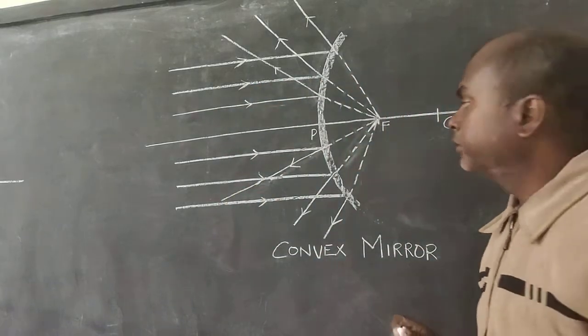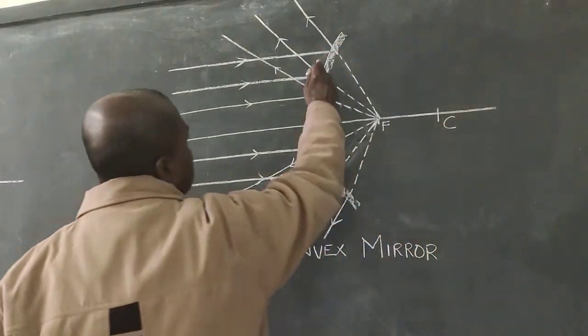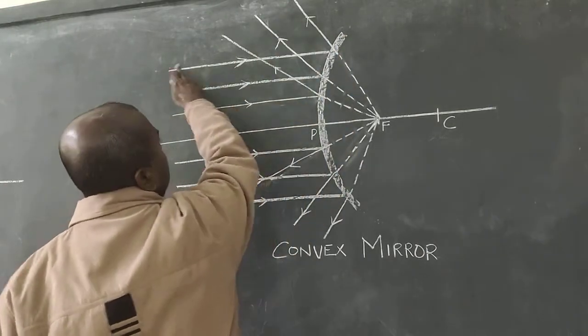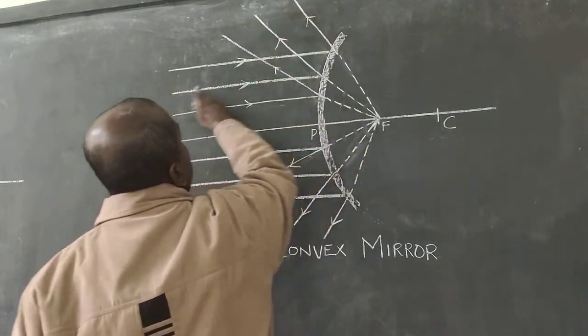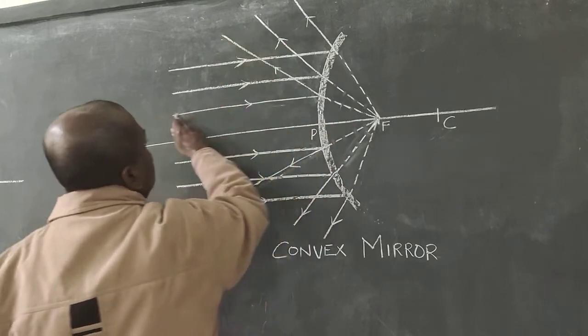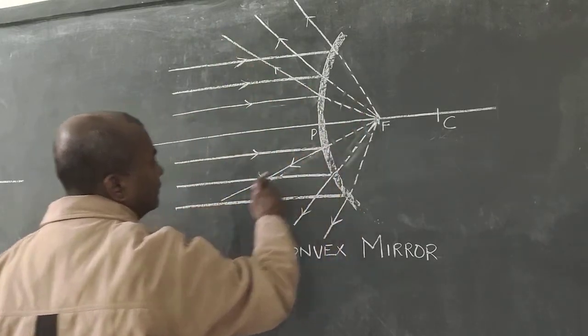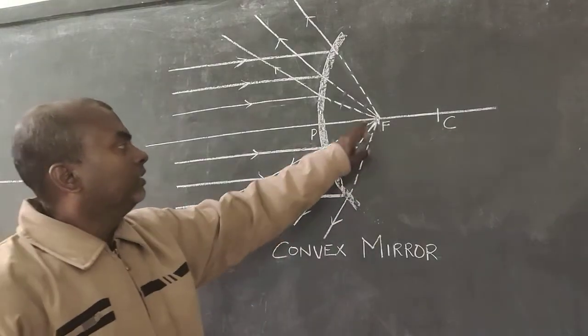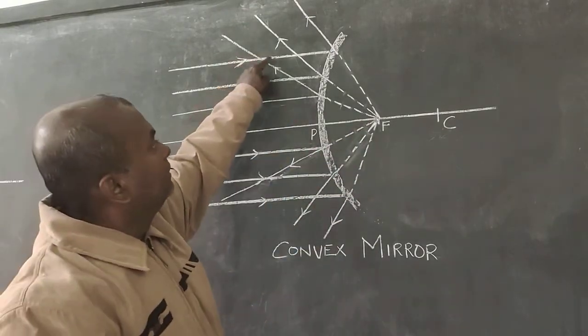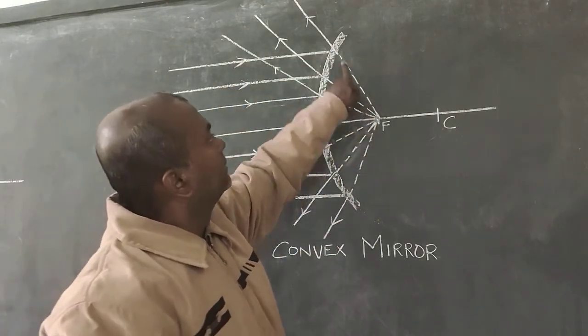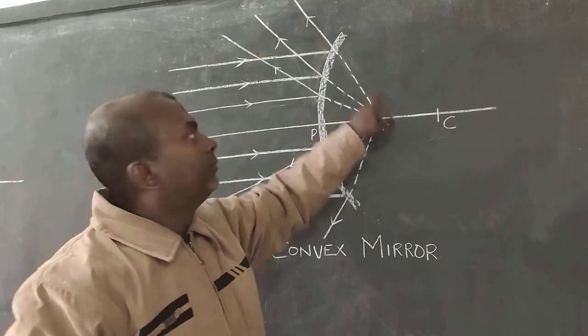So as you can see over here, this ray comes here, it reflects. This ray comes here, it reflects. This ray comes here, it reflects. Here also, this particular ray, it reflects. Now you might ask me, sir, what are these lines? These lines are the direction in which the light has reflected.